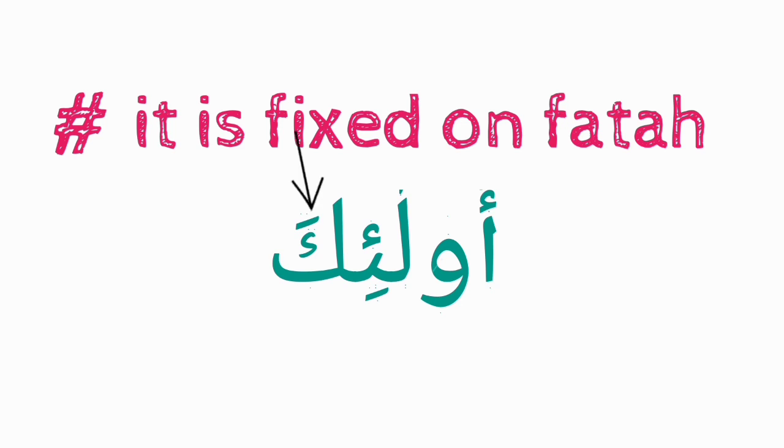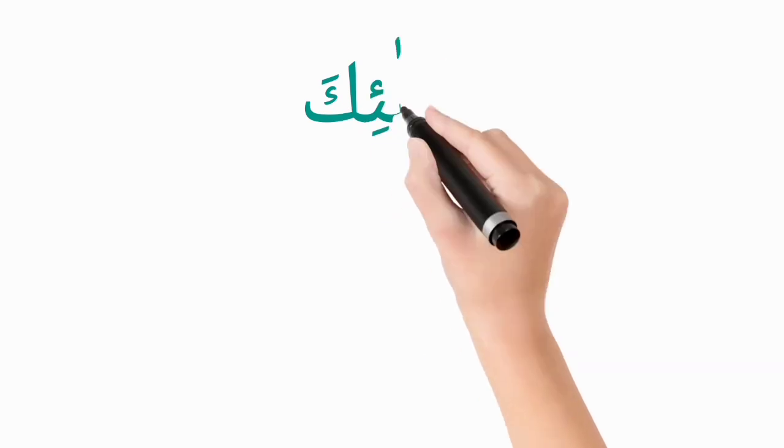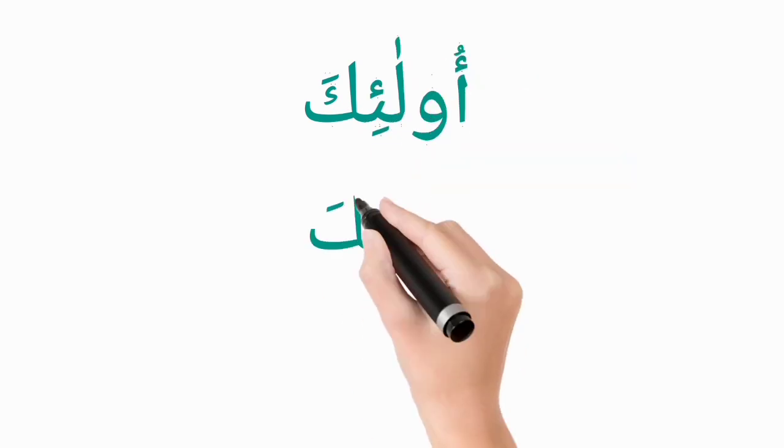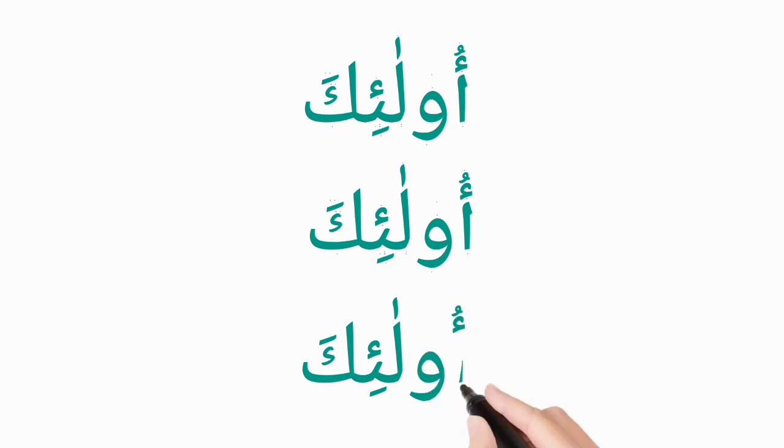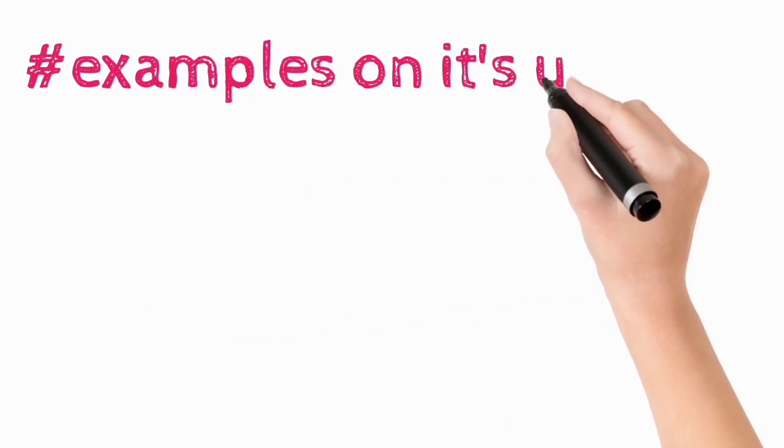So ulaika is fixed on fatha. That is, whatever condition ulaika comes in, it will also be ulaika, or always be ulaika. So when it is marfu, it is ulaika. When it is mansub, it is ulaika. And when it is majrur, it is also ulaika. It doesn't change its structure.